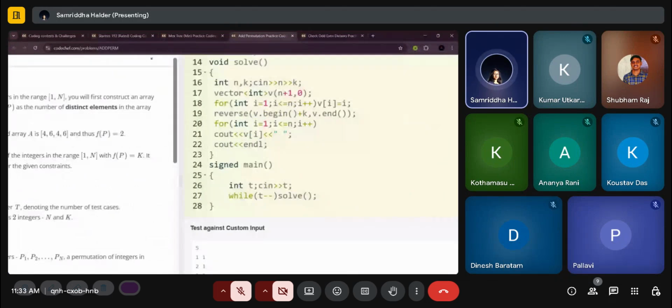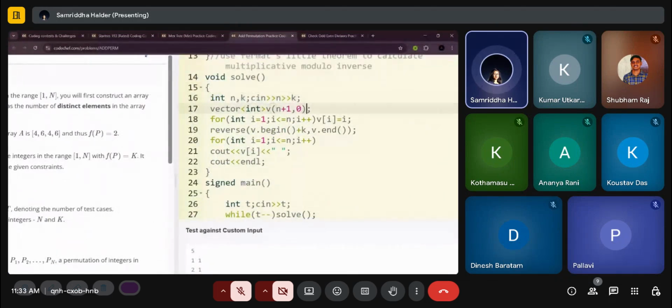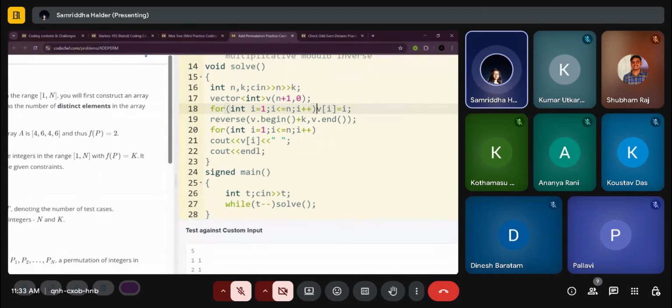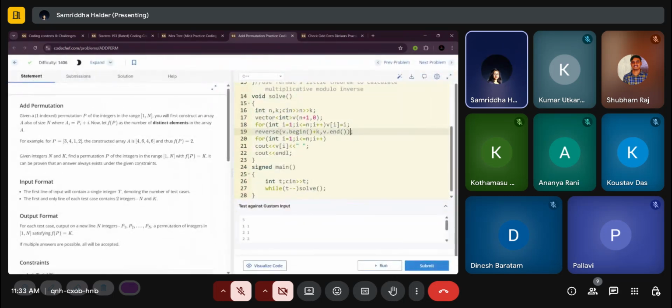See over here, first we have taken the input, and then I have resized the vector to n plus 1 because I want 1-indexing, not 0-indexing. So here I have taken the identity permutation, that is, v[i] is i: at 1 we have 1, at 2 we have 2, and so on. Next I'm reversing from v.begin() plus k to v.end(), meaning only the last k digits we are reversing, because they will form the same set and the others will form distinct sets. Now from 1 to n, I'm just printing it out, and that's it for the code. Okay? I think it's pretty much clear now.